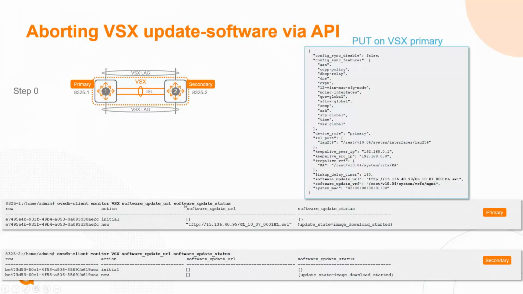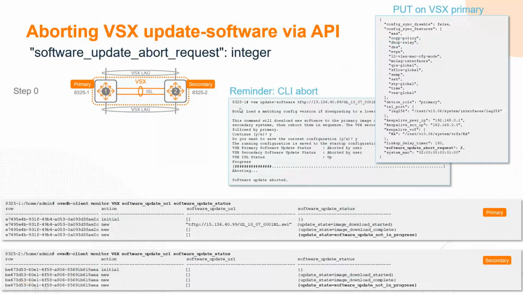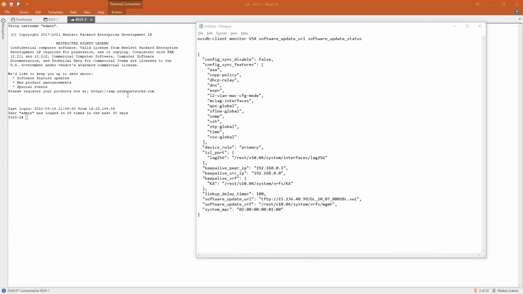So let's move to the platform and monitor the OVSDB database with the VSX table and the software update status. And then we'll see that when I use that abort parameter in the API call, I will be able to abort the process. As a reminder, here in the slide, you see the CLI abort that you can do by pressing Ctrl+C, for instance, while doing the CLI update command. So let's move to the platform and start the monitoring.